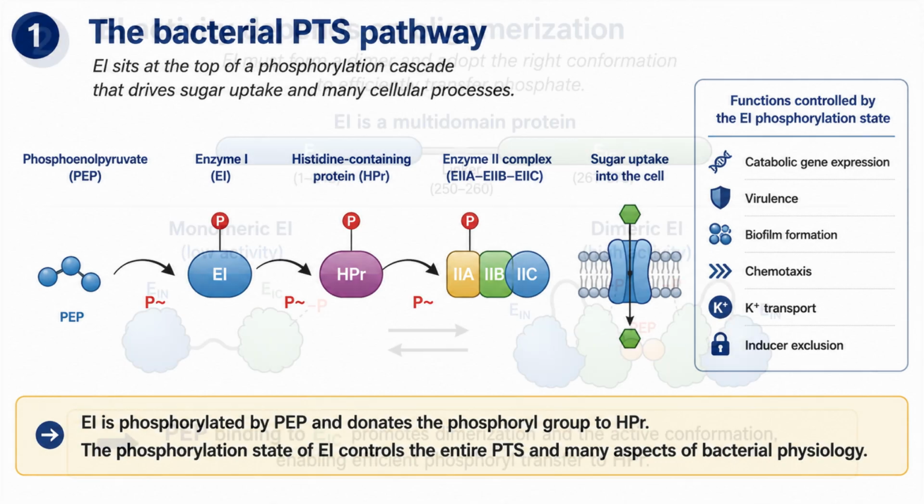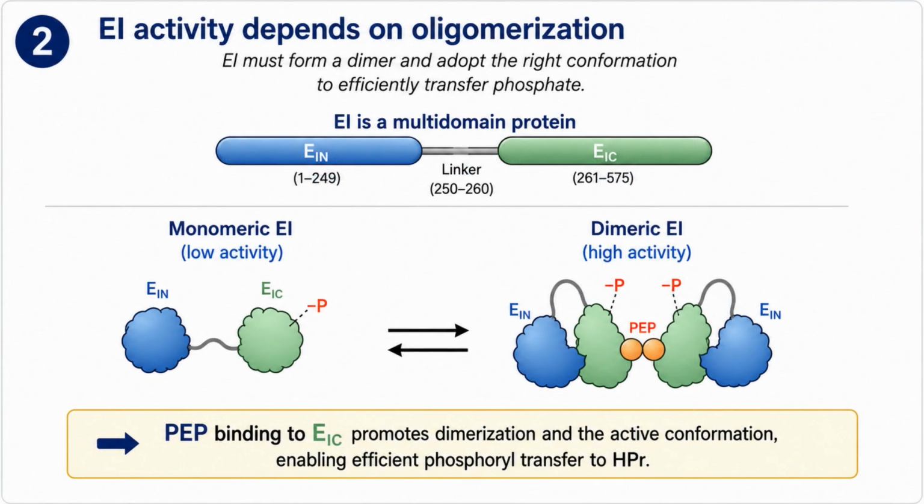A central feature of E1 regulation is oligomerization. Monomeric E1 has low activity, while dimeric E1 is the catalytically competent form. Binding of PEP promotes dimerization and shifts E1 toward the active state.